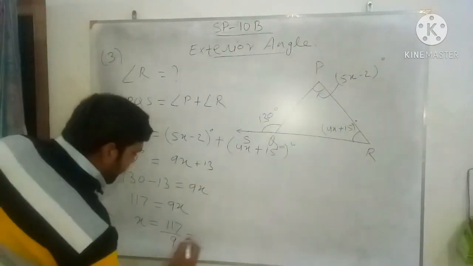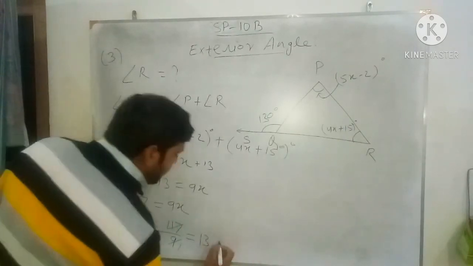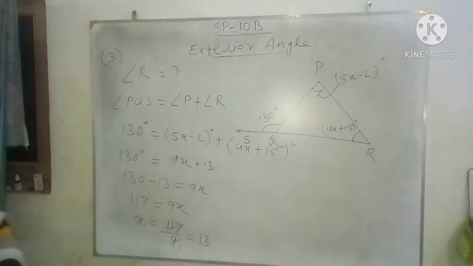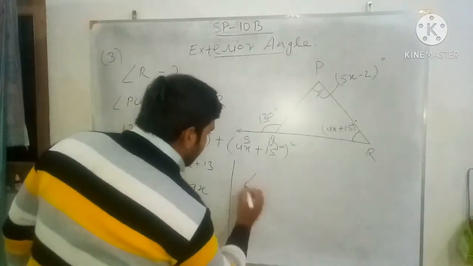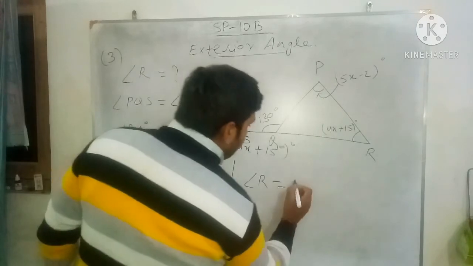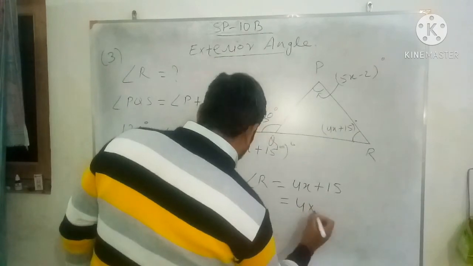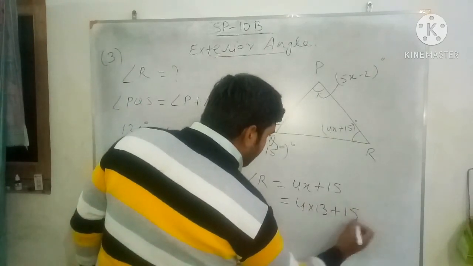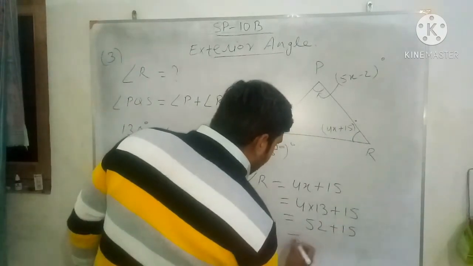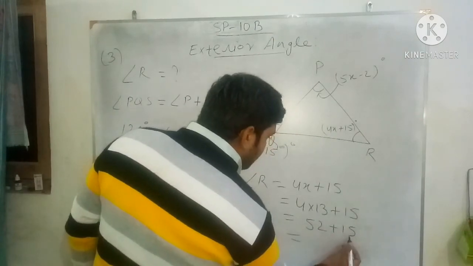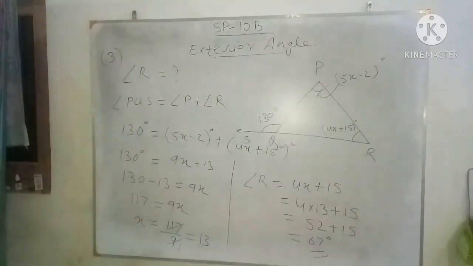So see what you will get. 9 ones are 9, 9 threes are 27. That is x is equal to 13. So we got the value of x, 13. But we have to find the angle R. Now see, as we know, angle R is equal to 4x plus 15. So substitute the value of x. 4 into the value of x, we got 13. So 13 4s are 52 plus 15. So when you add it, what you get? 52 plus 10 is 62, 67. So the measurement of angle R is 67 degree.